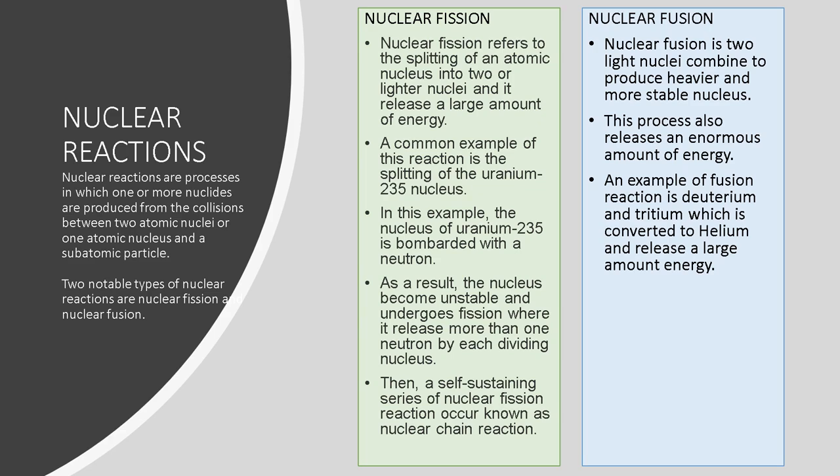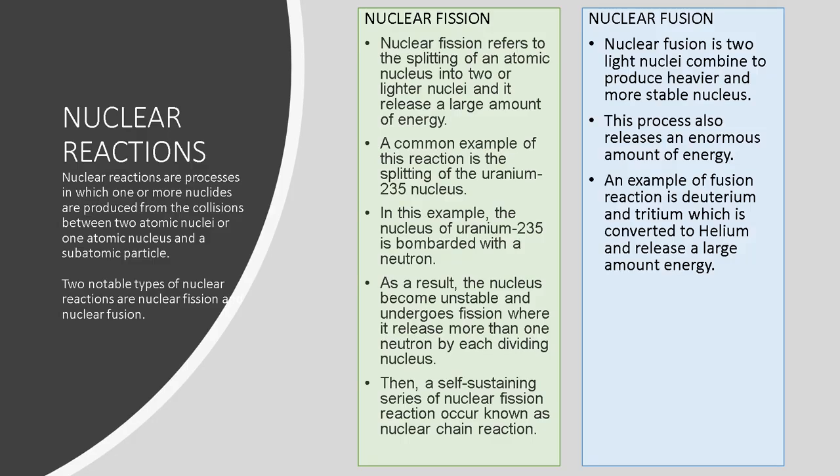Nuclear fission refers to the splitting of an atomic nucleus into two or more lighter nuclei, and it releases a large amount of energy. A common example of this reaction is the splitting of the uranium-235 nucleus. In this example, the nucleus of uranium-235 is bombarded with a neutron. As a result, the nucleus becomes unstable and undergoes fission, where it releases more than one neutron from each dividing nucleus. Then, a self-sustaining series of nuclear fission reactions occurs, known as a nuclear chain reaction.